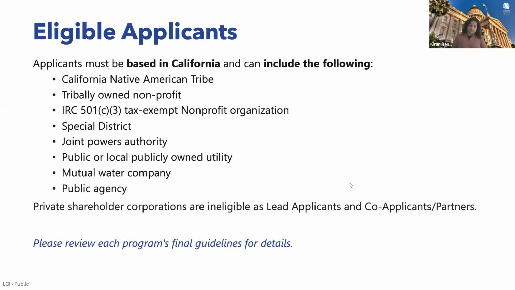One common component for both TCC and CRC programs is the definition of eligible lead applicants. The lead applicant must be based in California and be an eligible entity. Eligible entities include California Native American tribes, tribally owned nonprofits, nonprofit organizations, special districts, joint power authorities, public or local publicly owned utilities, mutual water companies, or public agencies. Private shareholder corporations are not eligible to serve as lead applicants or funded partners. Please review Section 3.1 in the TCC and CRC program guidelines for details about eligible applicants.